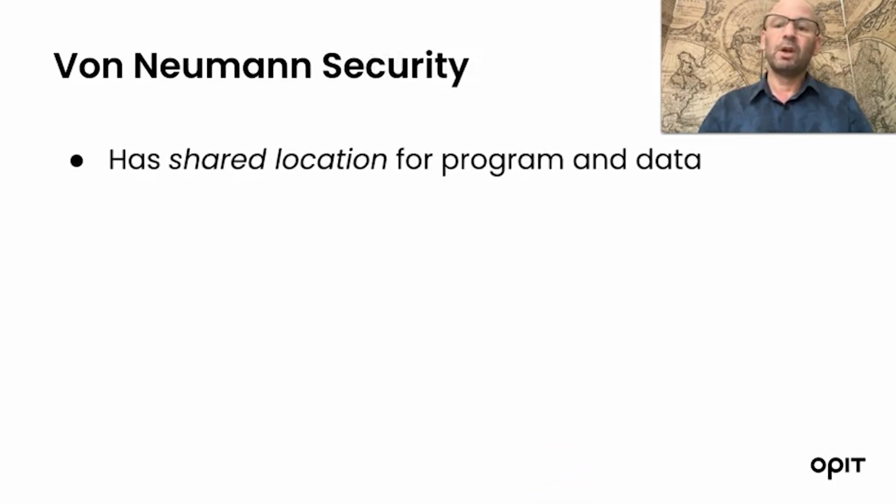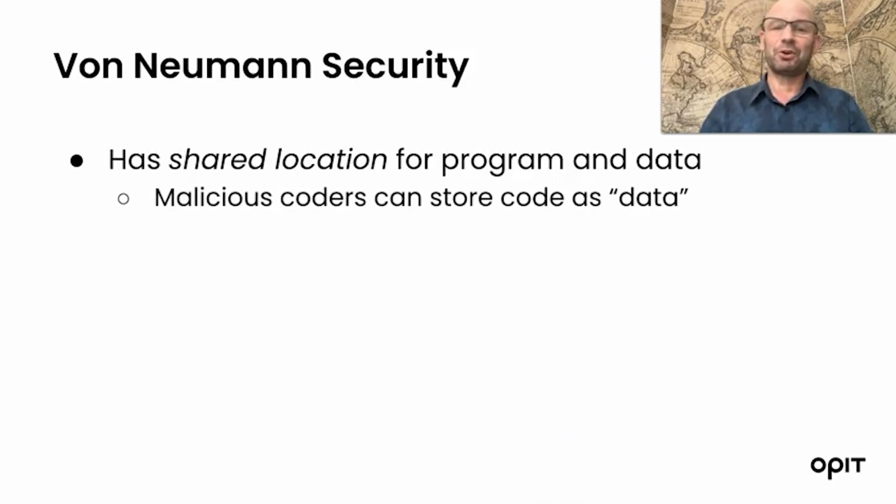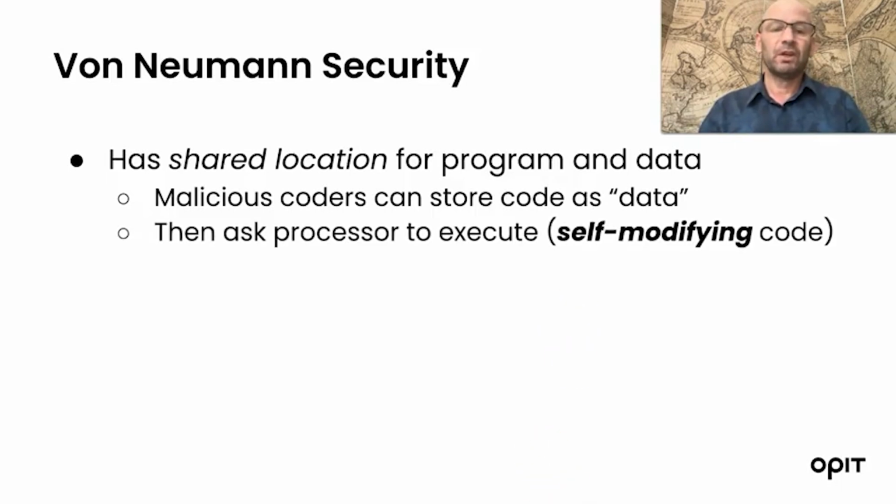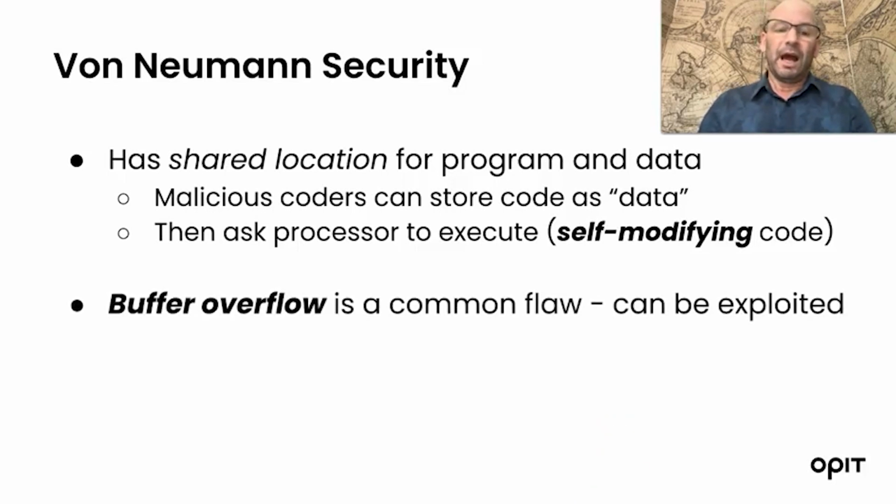The other is security. So because the information is shared for program and data, basically malicious coders can store code as data, right? And that can be an issue because then that data can actually be run as code and do malicious things. So we can use this data and ask the processor to execute it, it being self-modifying code, and can do malicious things. For example, manipulate or delete other pieces of data.